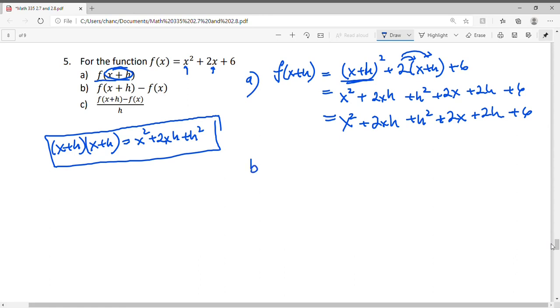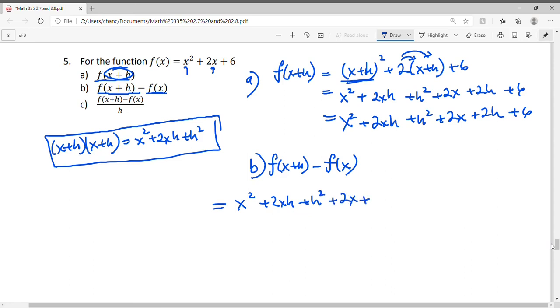That's part A. For part B, I'm looking for f of x plus h, which we have already done. This is f of x plus h, and then I'm going to subtract f of x: f of x plus h minus f of x. But I know what f of x plus h is. It's all of this, so let's copy it down: x squared plus 2xh plus h squared plus 2x plus 2h plus 6. And we're going to subtract f of x. What's f of x? f of x is this whole expression. Don't forget a parentheses around the whole expression. We're subtracting the whole thing.